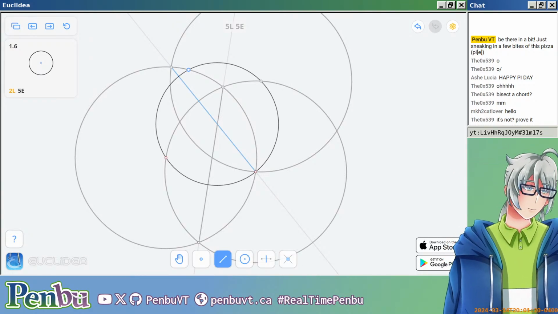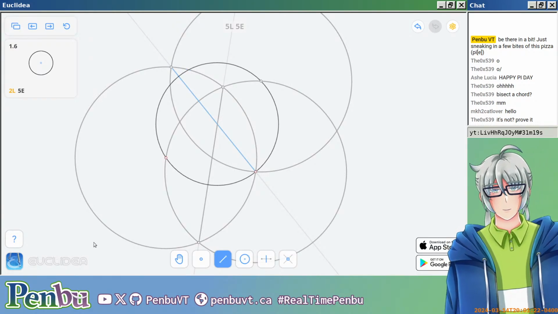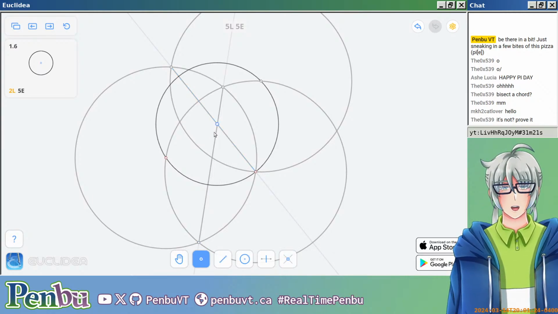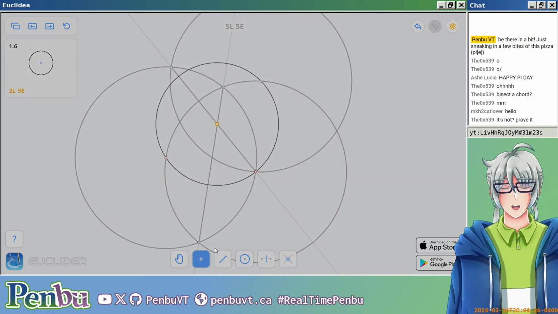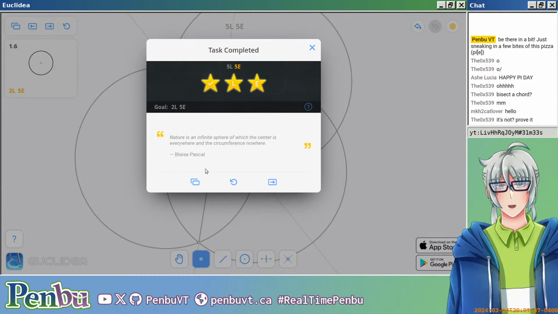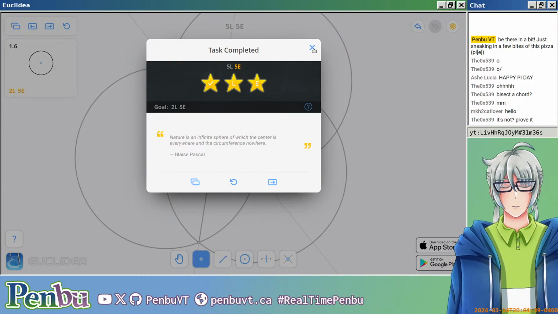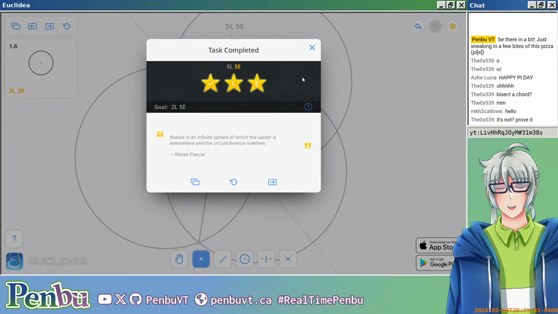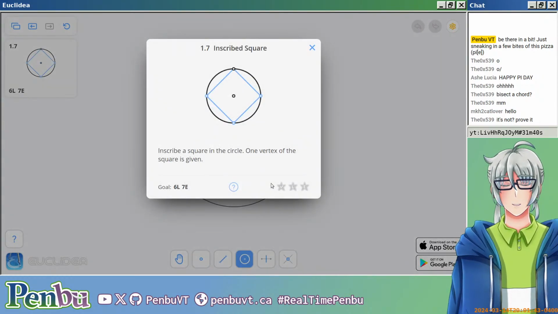Okay. That's all good. And so this point here should be the midpoint of the circle. Alright. Nature is an infinite sphere of which the center is everywhere and the circumference is nowhere. Also Pascal. And there's only 1 midpoint, so there's nothing left to do there.